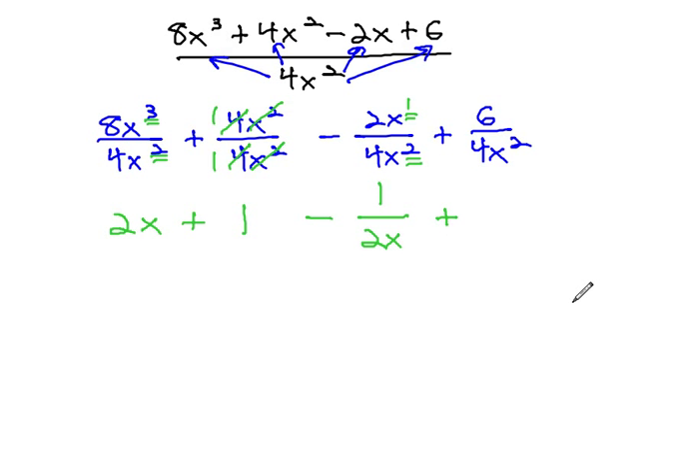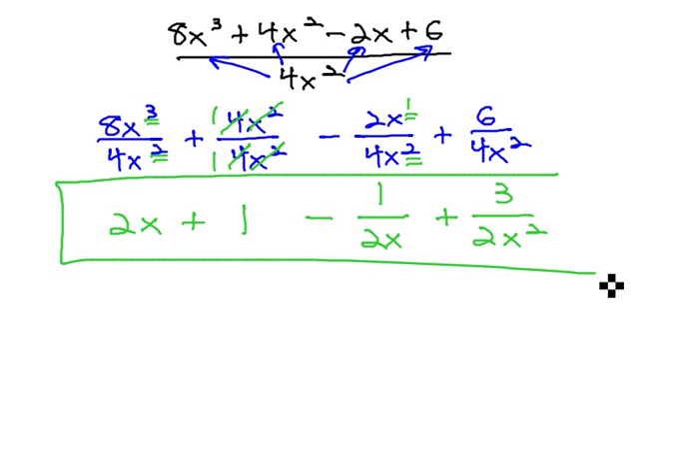Plus, again, the final fraction does not reduce to a whole number, so we'll have a fraction. 6 over 4 reduces to 3 halves, and we still have the x squared in the denominator. We finally have our quotient: 2x plus 1 minus 1 over 2x plus 3 over 2x squared. We get our solution by dividing the 4x squared, or the denominator, into each and every term in the numerator.